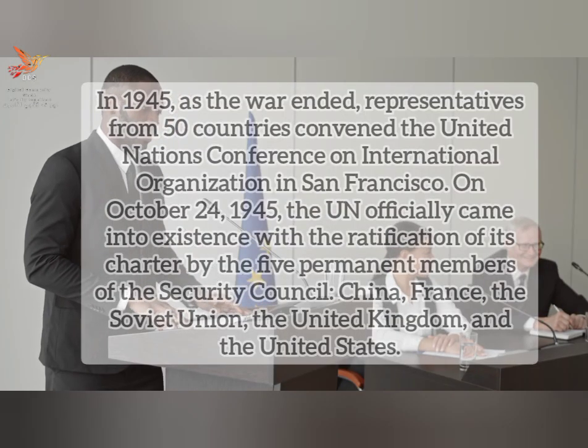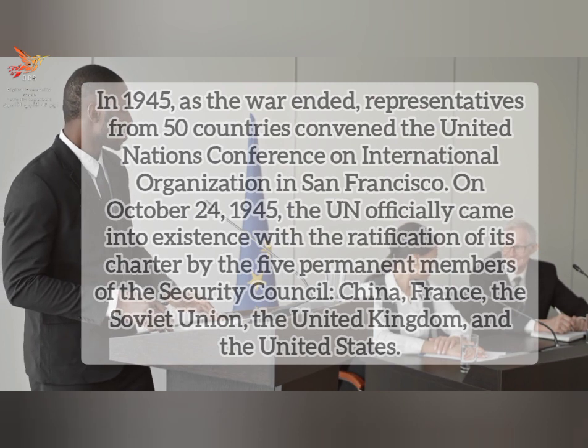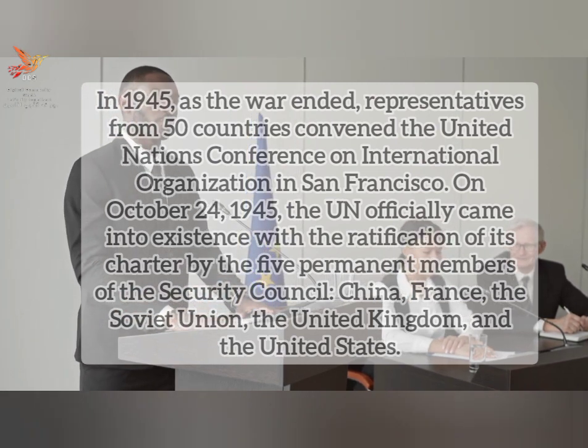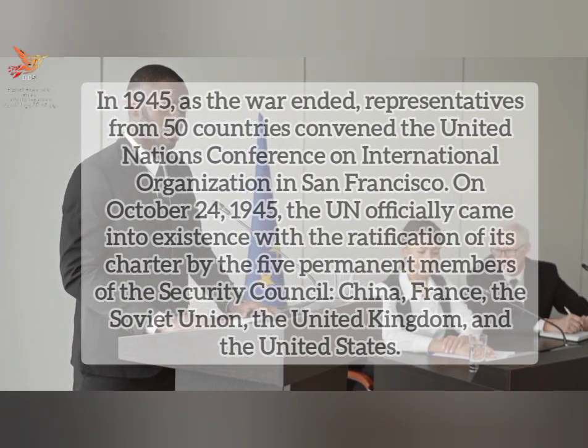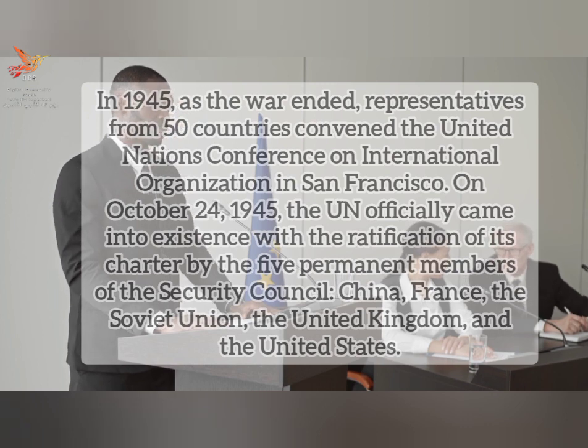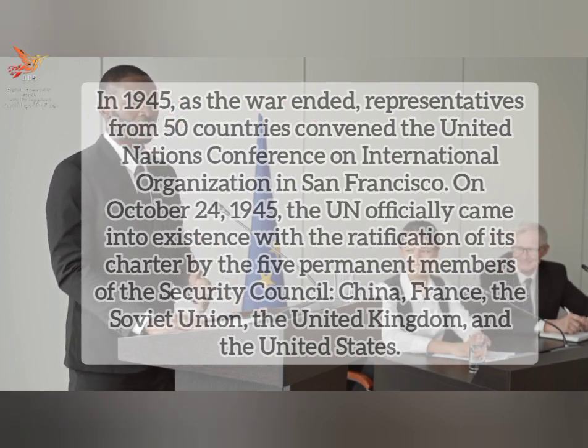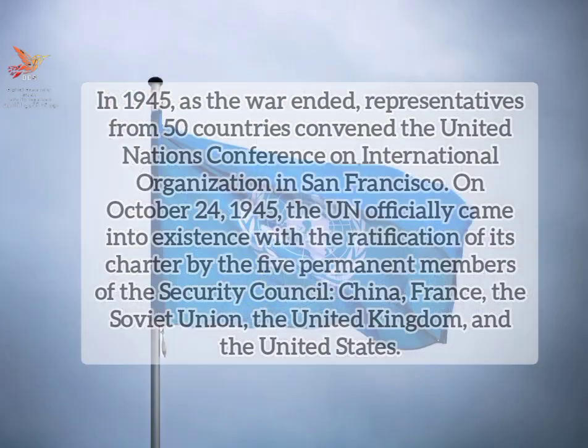In 1945, as the war ended, representatives from 50 countries convened the United Nations Conference on International Organization in San Francisco. On October 24, 1945, the UN officially came into existence with the ratification of its charter by the five permanent members of the Security Council: China, France, the Soviet Union, the United Kingdom, and the United States.